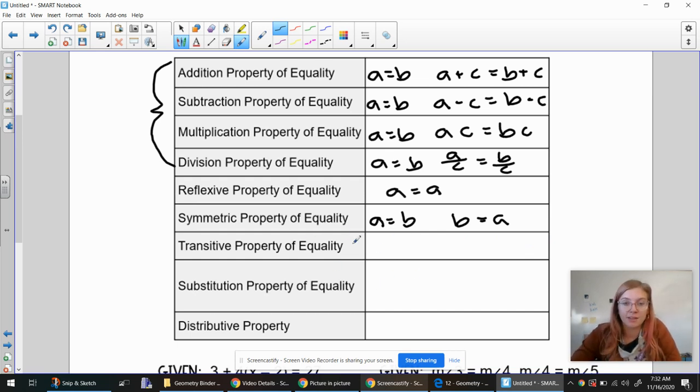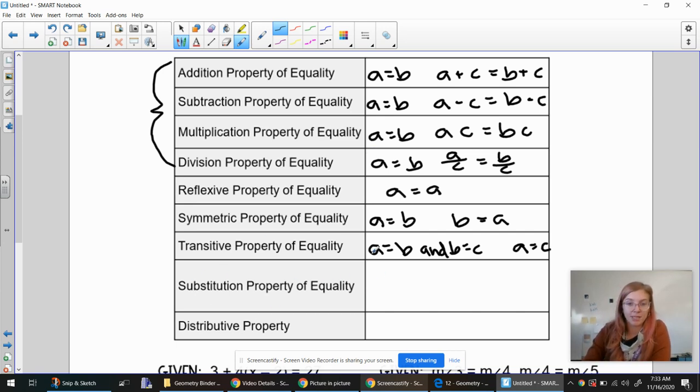The transitive property of equality says if A equals B and B equals C, then A also equals C. I like to think of this as the dollar menu property. So if a Coke is $1 and fries are the same price as a Coke, then fries are also $1.